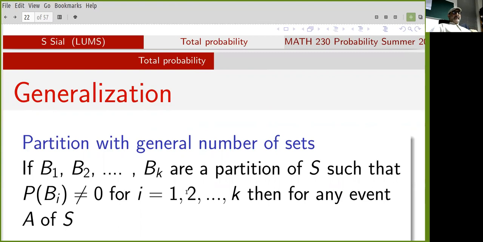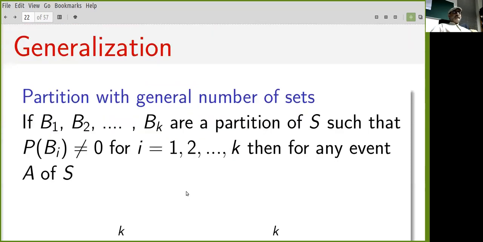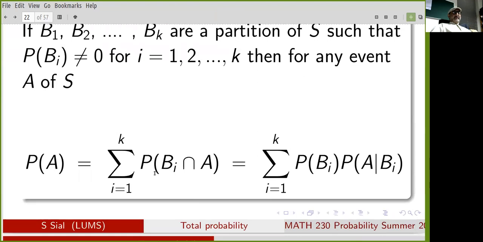And the union of the BIs is S. The intersection of BI intersection BJ is equal to the null set unless I equals J. And the probability of any given BI is not equal to 0. So the BI partition S. And then the probability of A is equal to the sum of the probability of BI intersection A. And if you apply the multiplication rule to this probability, that's the probability of BI times the probability of A given BI. And then you sum that from I equals 1 to K. All right.